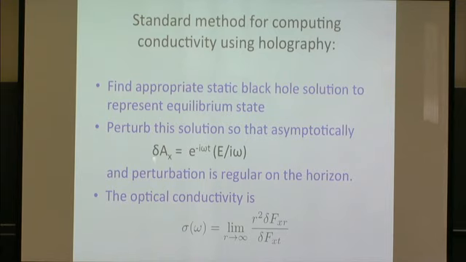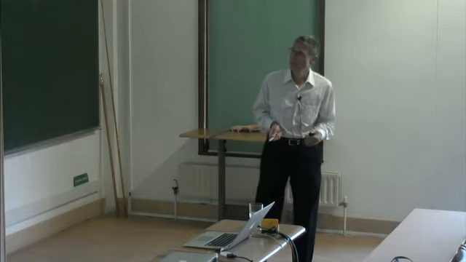And finally, the induced current is read off as a sort of 1 over r correction to this perturbation, and you can write that in a gauge invariant way as simply the asymptotic value of r squared times the xr component of the perturbed Maxwell field divided by the xt component. This is the induced current, and that's the applied electric field.